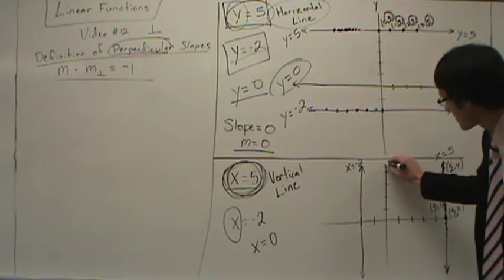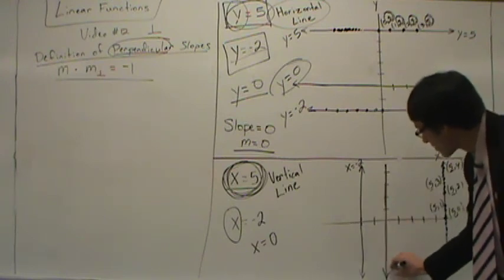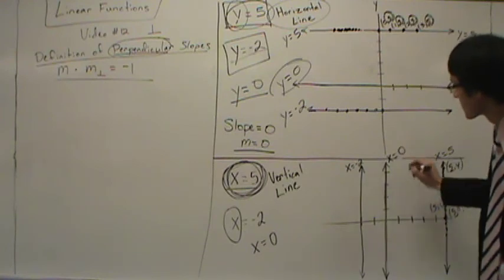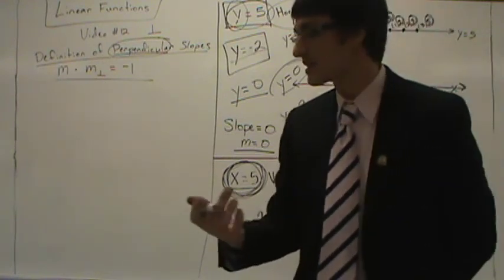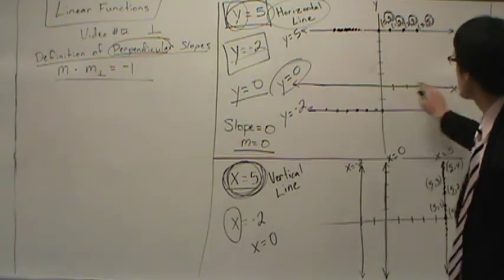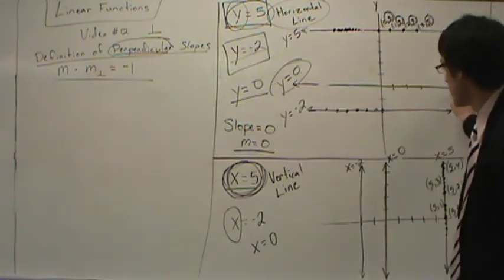Hopefully you say this line is the y-axis, which is really counterintuitive. X equals 0. So it's opposite. It's opposite of what we expect. X equals 0 is the y-axis, and y equals 0 is the equation of the x-axis.